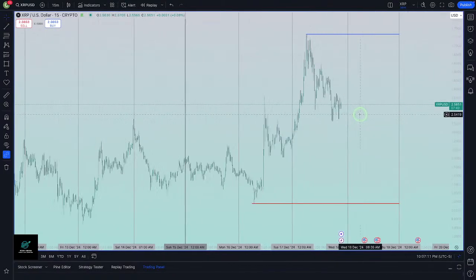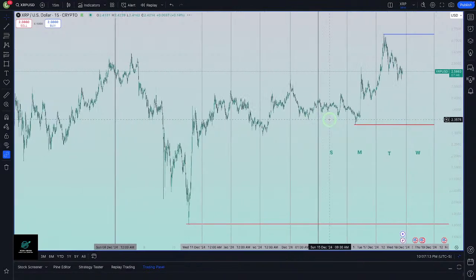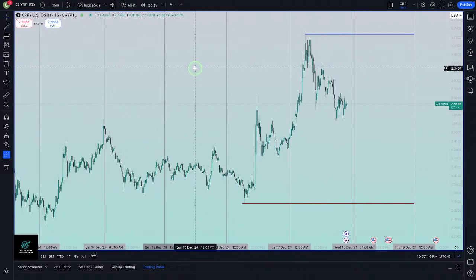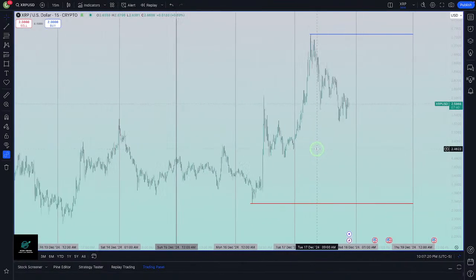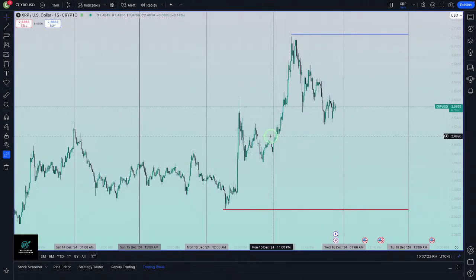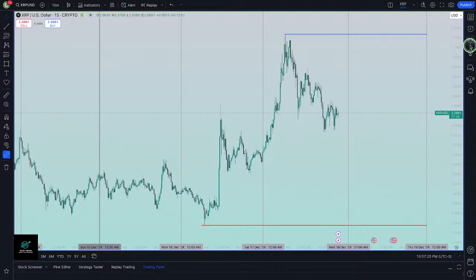So that was previous day's highs and lows right there, short term, 15-minute time frame. Took out last week's liquidity. And now what do we want to do? We want to start identifying the time of day. So when we're on the 15-minute time frame, we want to start identifying the time of day.